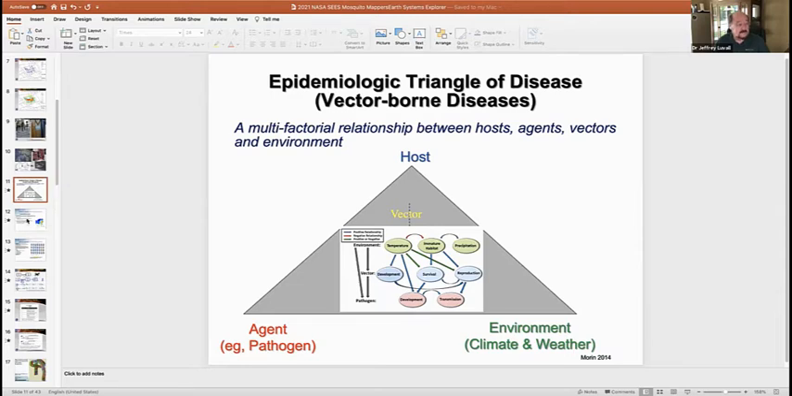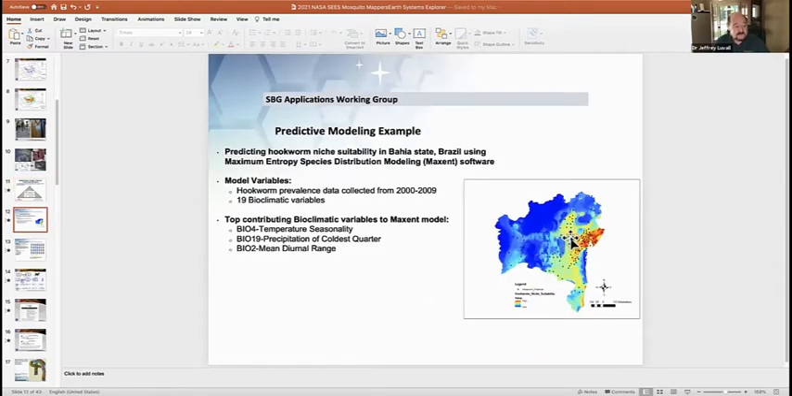So we take that onto a landscape scale. This is the Bahia state in Brazil, and this just happens to be hookworms. So when you start looking at the environment, this happens to be just temperature and seasonality, precipitation, you can easily identify the areas that have a high risk of hookworms. So this is a modeling type thing. This is without remote sensing data.